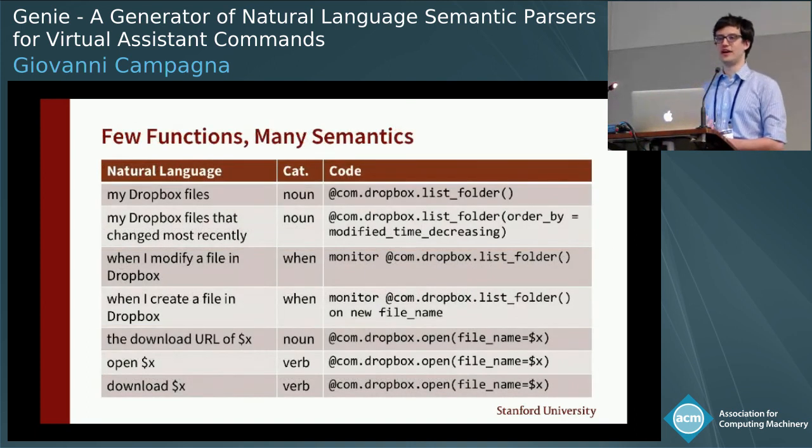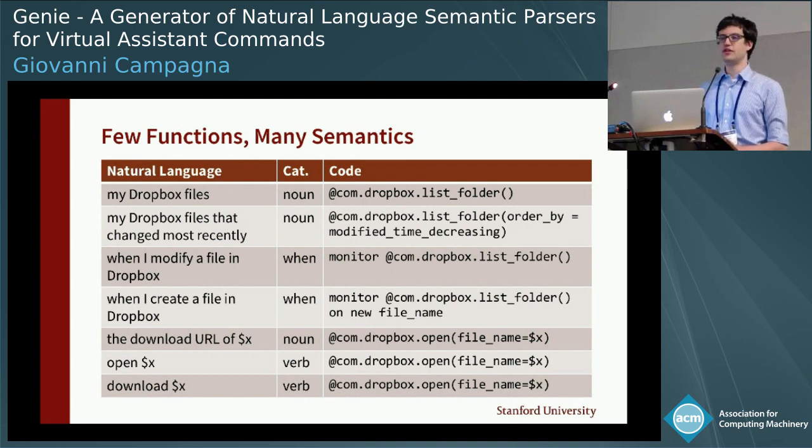So why is it hard to annotate? Well, we know that the same function can be used in many different ways. The same list folder function from Dropbox can be used to list the files in Dropbox, can be used to notify when you modify a file, because you report the modification time, can be used to notify when you create a file. And that means the state-of-the-art techniques based on a single canonical form for each API are not sufficient. We let developers write all the different ways the APIs can be invoked.